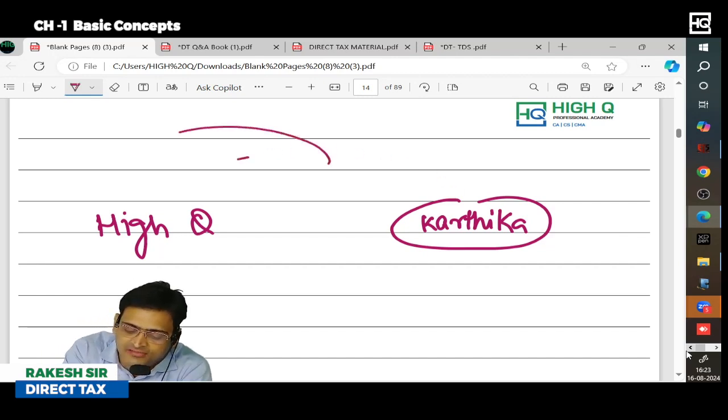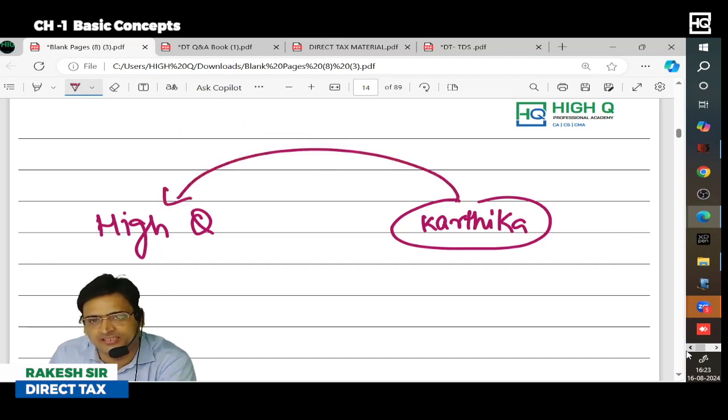So Kartika is working in IQ. She is an administrative head. Now, she is very good in working. Sharp. Now, she belongs to you people only, by the way. She is from a CA fraternity only. You know this?